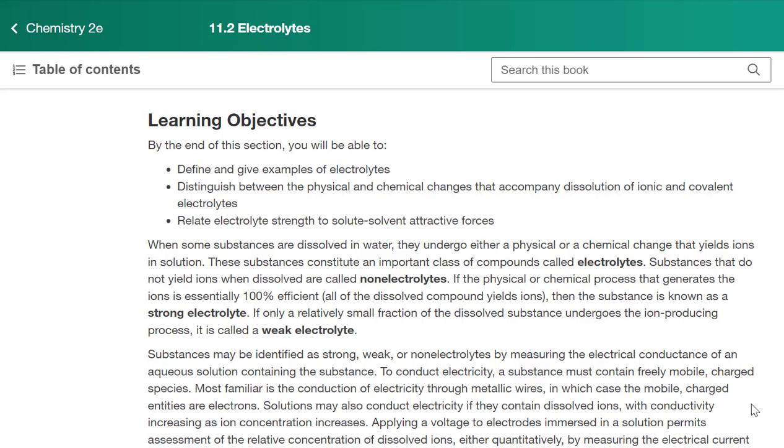Hello everyone. I want to discuss section 11.2 on electrolytes. The learning objectives for this section define and give examples of electrolytes, distinguish between the physical and chemical changes that accompany dissolution of ionic and covalent electrolytes, and relate electrolyte strength to solute solvent attractive forces.